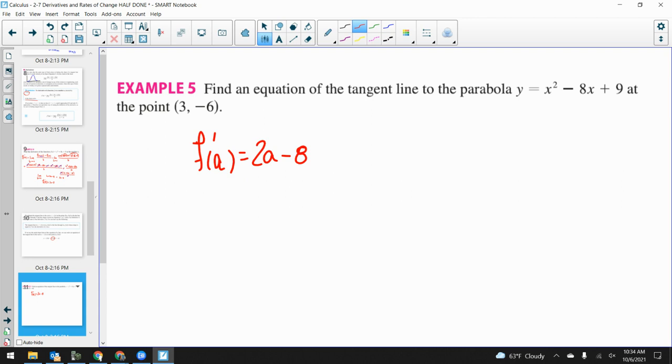Okay. Well, that means f prime of 3 is 2 times 3 minus 8, or in other words, 6 minus 8, which is negative 2. So the slope, f prime at 3, is negative 2. The slope of the equation of the tangent line is negative 2. So I can say y minus f of a.